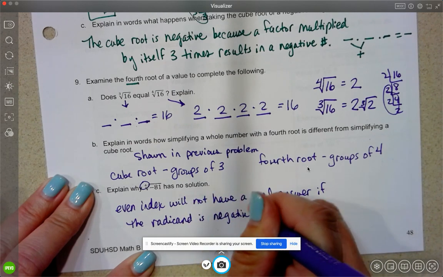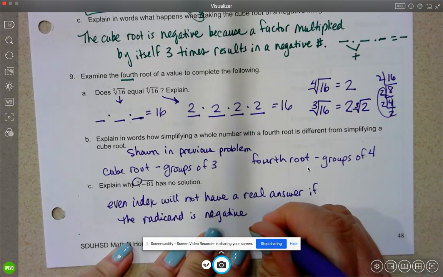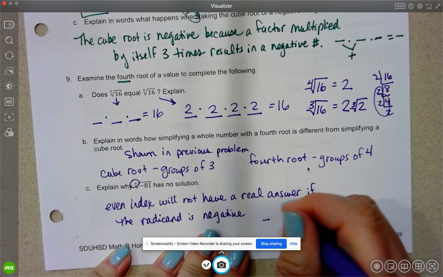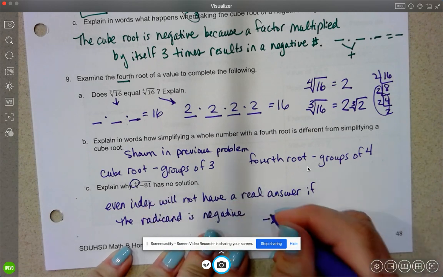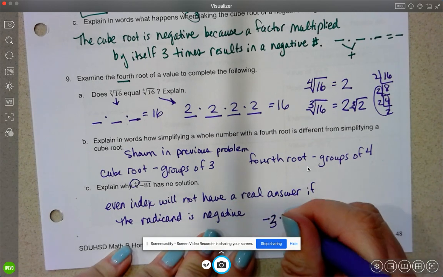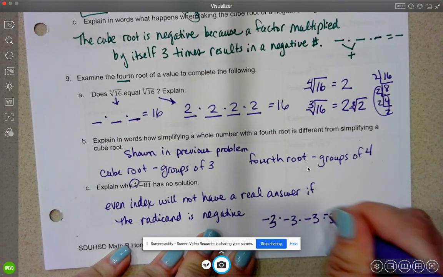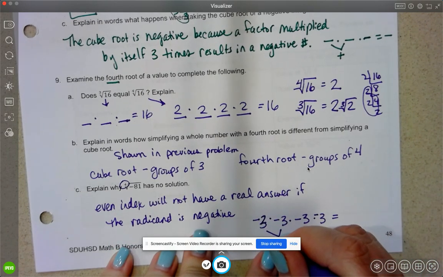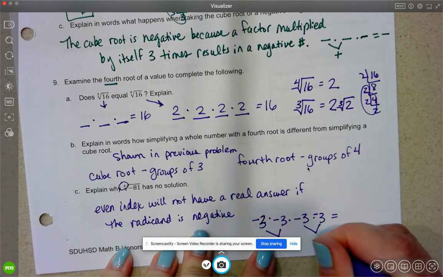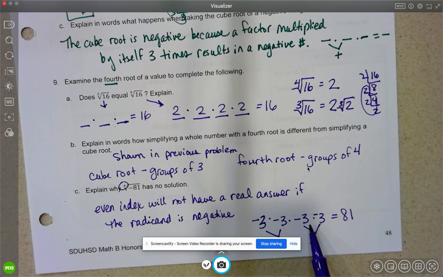So think about that. If I had a negative number and I multiplied it, like let's say negative 2. Actually, let's use 3 because that seems like what it would be. So negative 3 times negative 3 times negative 3 times negative 3. Well, that's going to be negative 3 times negative 3, positive. Negative 3 times negative 3, positive. That's going to be positive 81. There's no way that I can have four negative numbers multiply by themselves and get to a negative number.